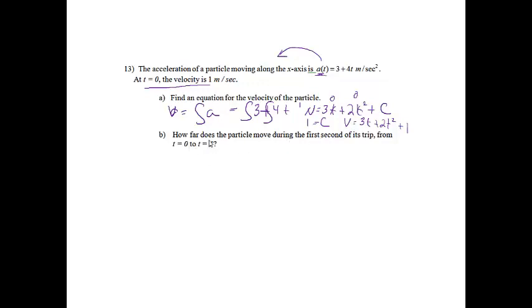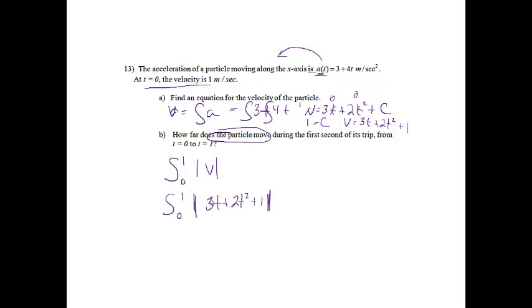All right, and then it says how far does the particle move during the first second of its trip from t equals 0 to t equals 1. If I want to know how far the particle moves, that would be distance traveled. And we know the formula for distance traveled is the integral from a to b, so from 0 to 1, of the absolute value of velocity. So if I find the absolute value of velocity here, it's going to be 0 to 1. The absolute value of velocity, we just found out that the velocity is 3t plus 2t squared plus 1.